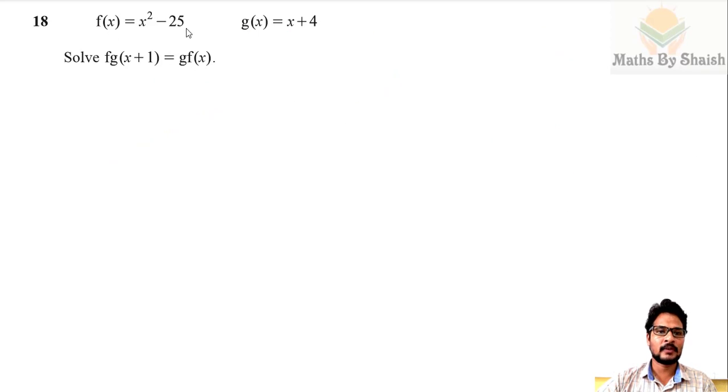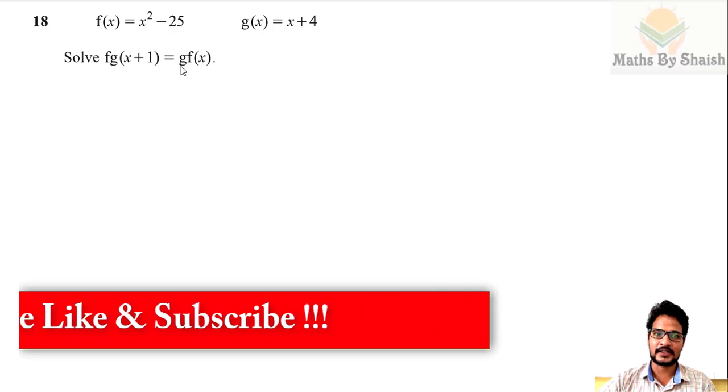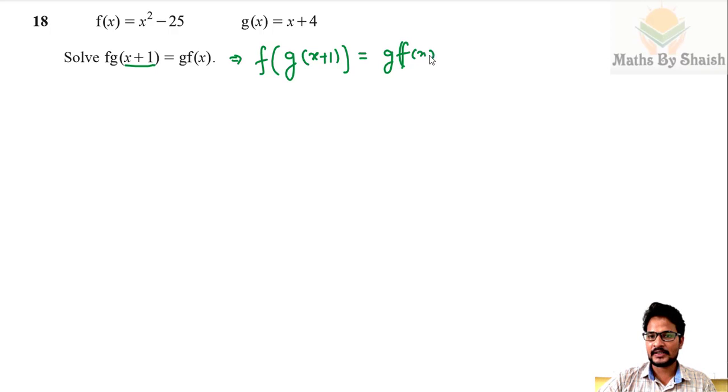And here's the 18th question. f(x) is x squared minus 25, g(x) is x plus 4, and we need to solve for f of g of (x plus 1) equals g of f of x. So for the composite function here, the input is x plus 1, so we will rewrite this as f of g of (x plus 1) equals g of f of x.